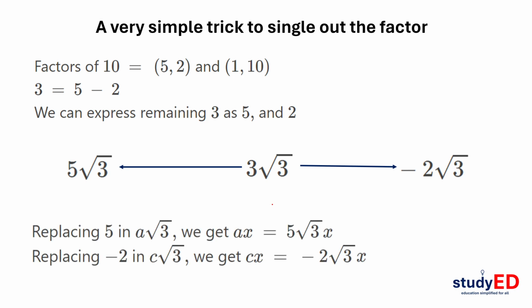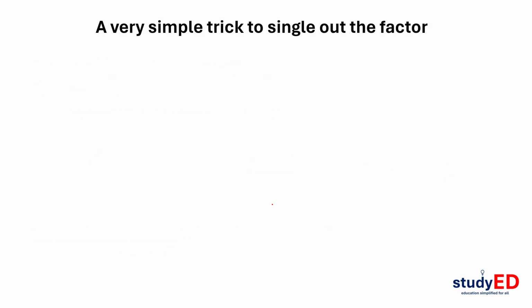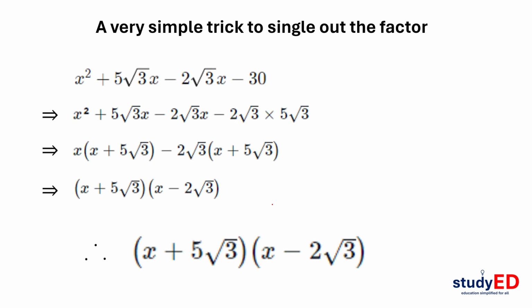So when you replace the 5 in a root 3, you get ax is nothing but 5 root 3x, and minus 2 in c root 3 is cx is minus 2 root 3x. So we split the middle term successfully. After this, it's pretty simple by itself. Okay, so this is 5 root 3x and 2 root 3x.